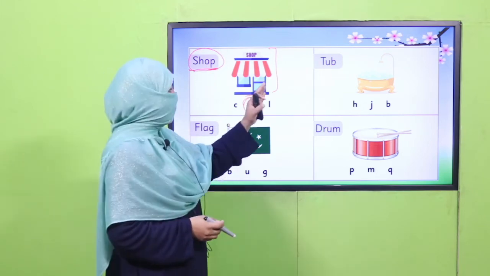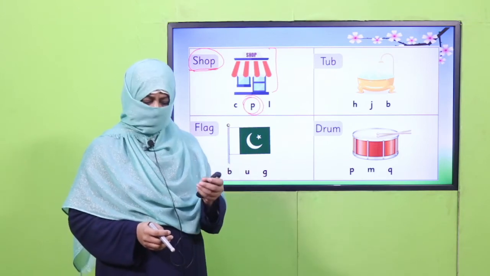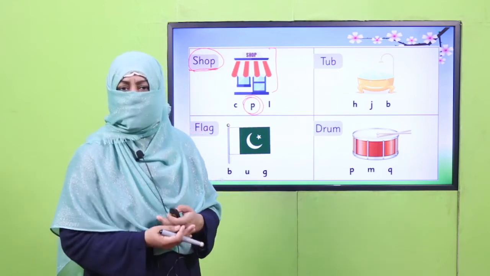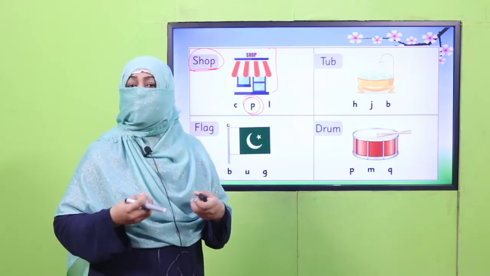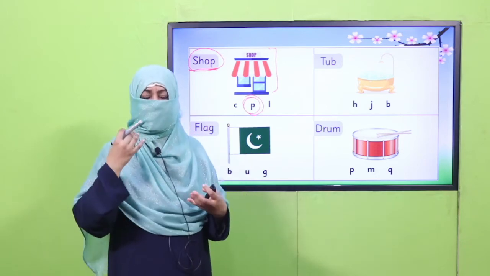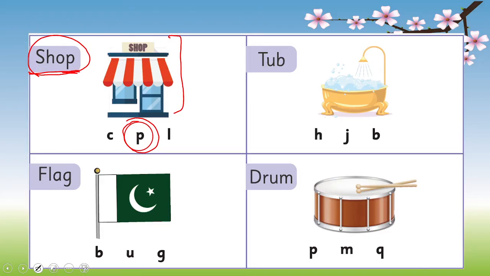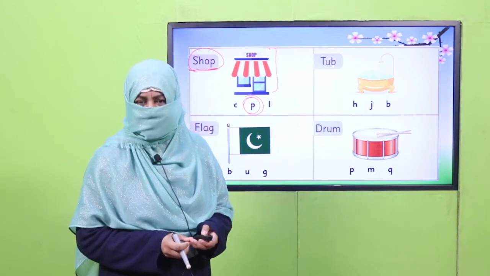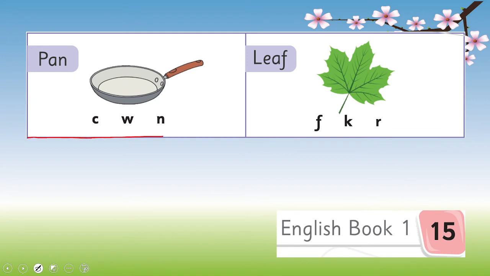Now read all these words, find the ending sound and circle the correct letter. Once again, teachers, kindly make this activity interactive. Ask the children to answer and make loud sounds. Make the sounds of the letters aloud so that they may practice, hear, and correct themselves. Pause the video and enjoy this activity. Are you done with it? Very good. There are two more pictures on the next page. Again, pause the video and find the ending sounds.